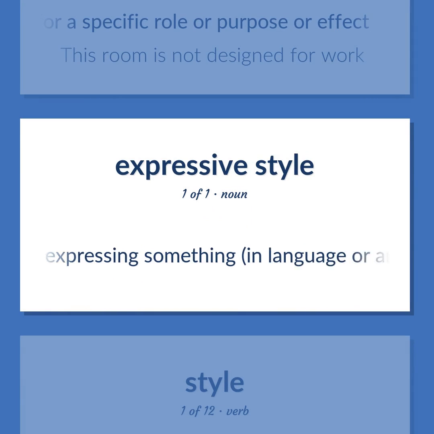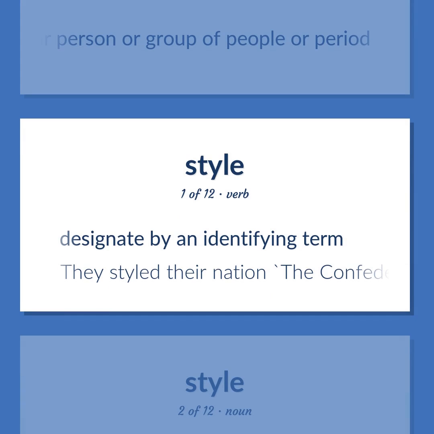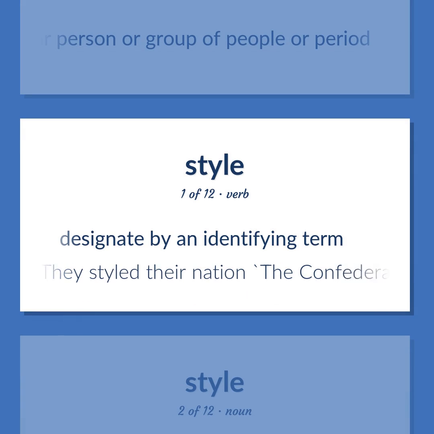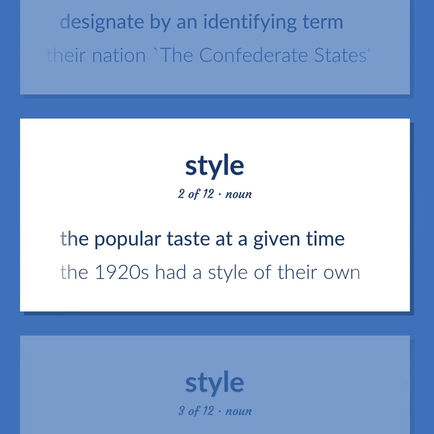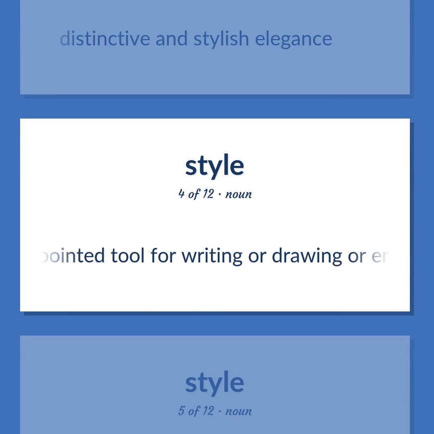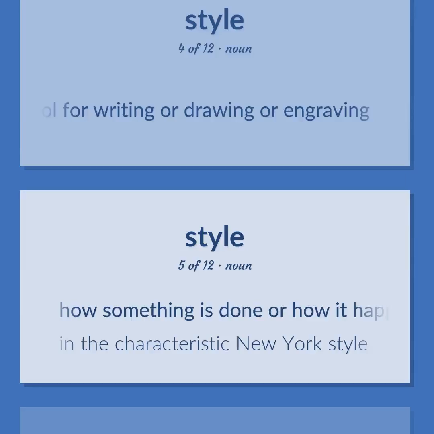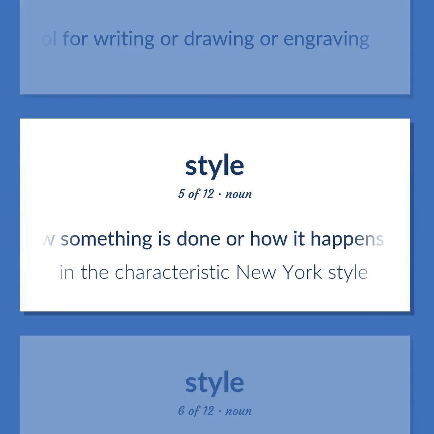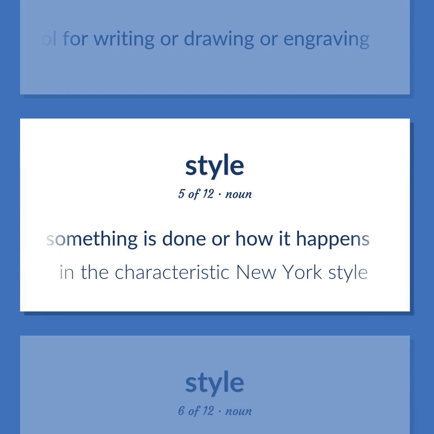A way of expressing something, in language or art or music etc. that is characteristic of a particular person or group of people or period. Designate by an identifying term. They styled their nation the Confederate States. The popular taste at a given time. The 1920s had a style of their own. Distinctive and stylish elegance. A pointed tool for writing or drawing or engraving. How something is done or how it happens. In the characteristic New York style.